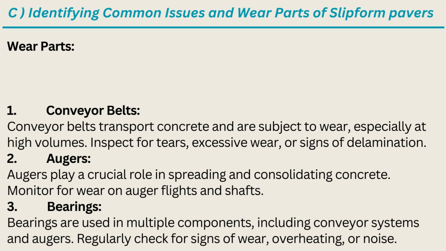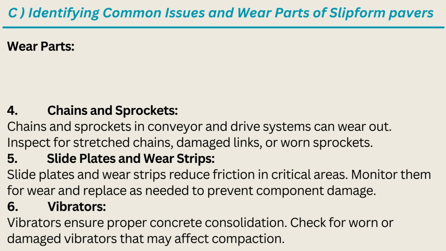3. Bearings. Bearings are used in multiple components, including conveyor systems and augers. Regularly check for signs of wear, overheating, or noise. 4. Chains and sprockets. Chains and sprockets in conveyor and drive systems can wear out. Inspect for stretched chains, damaged links, or worn sprockets.